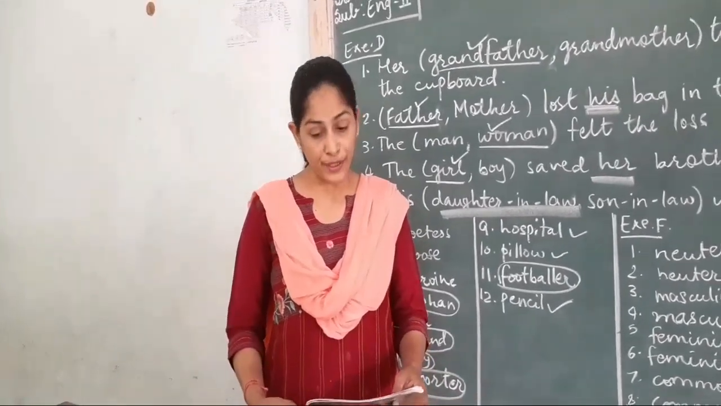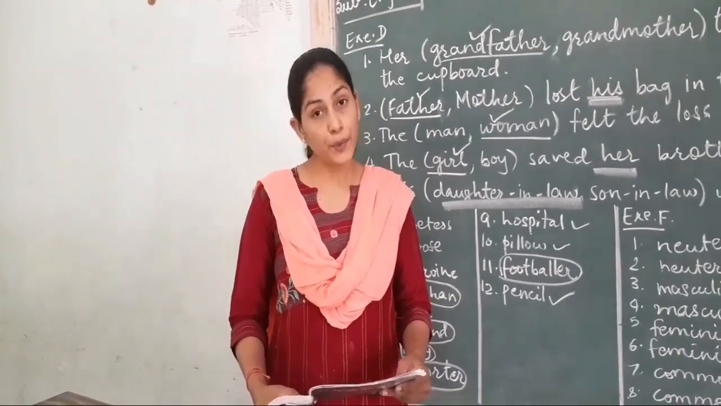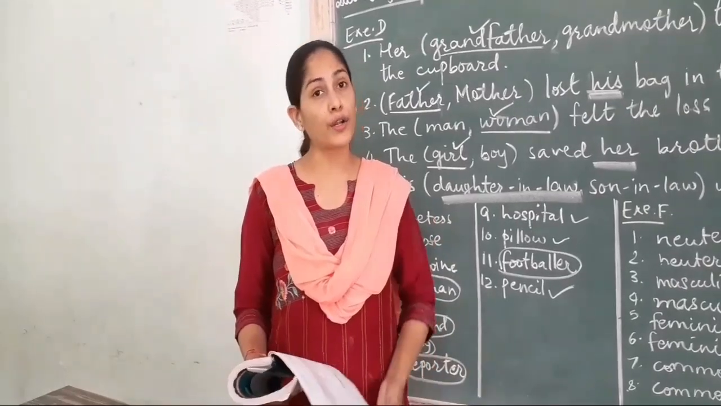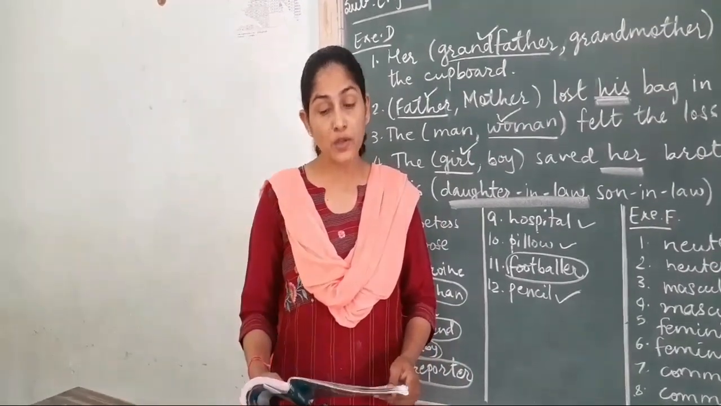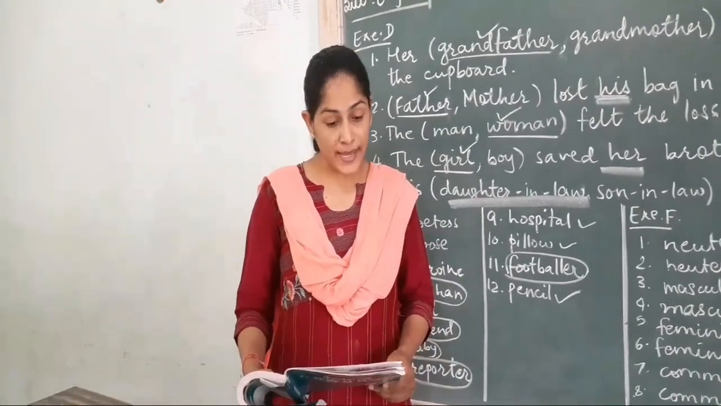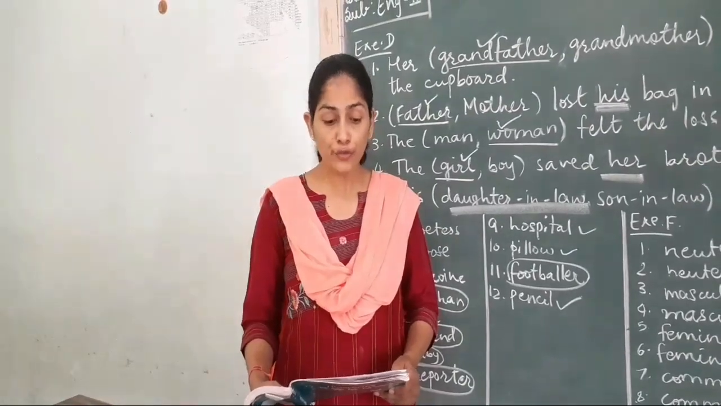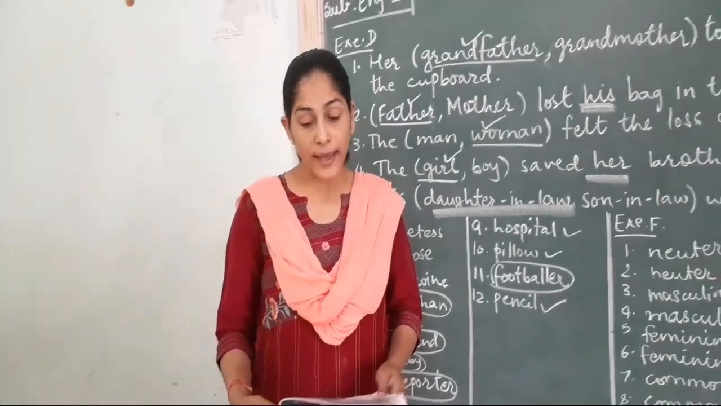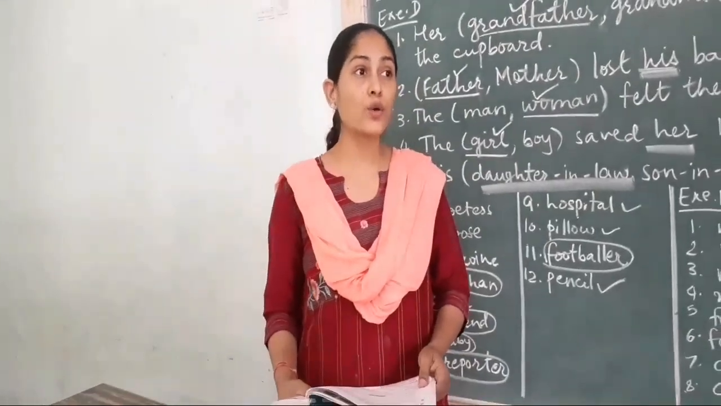Next one, orphan, volunteer, pupil. Pupil is used for student. So a student can be a boy or a girl. So these are all examples of common gender. Next one, we often refer to pet animals and domestic animals like a cat or a dog as he or she. This you have to keep in mind.